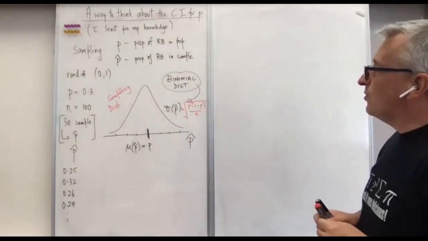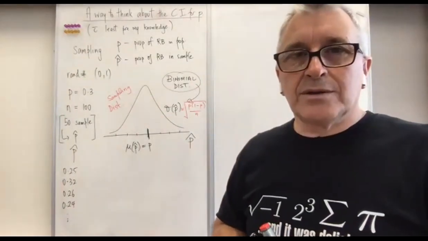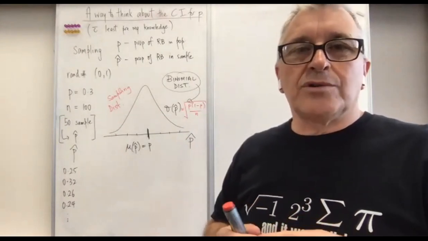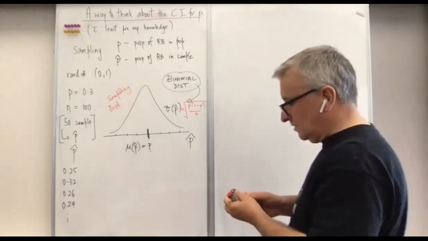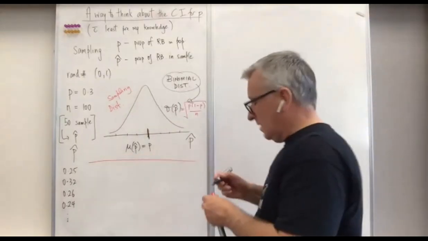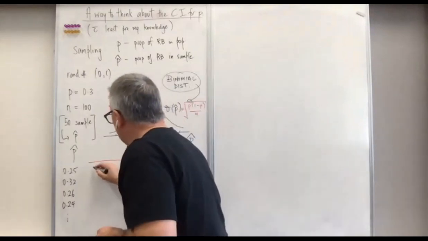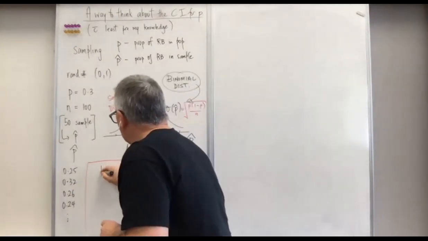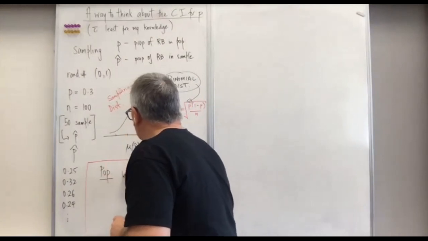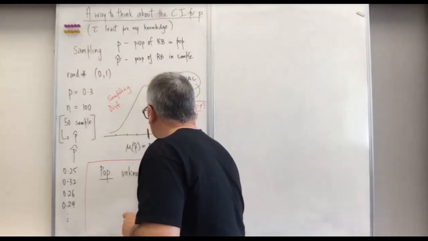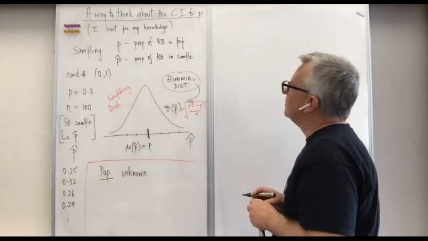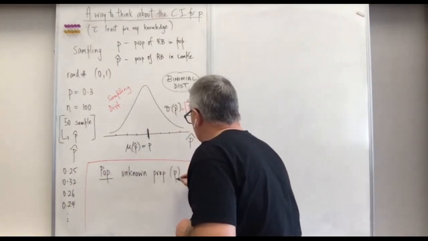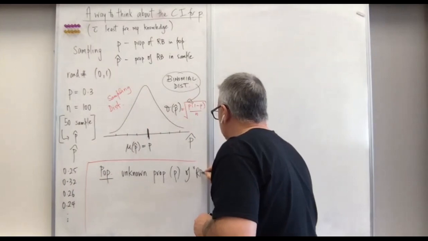So let's go to our bigger problem, where we actually have a population with an unknown proportion of red blocks. This is our main game now. We've got a population with an unknown proportion, which is P, of our red blocks.